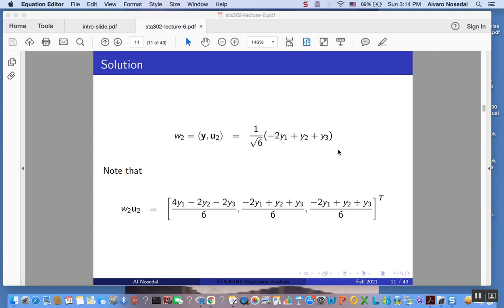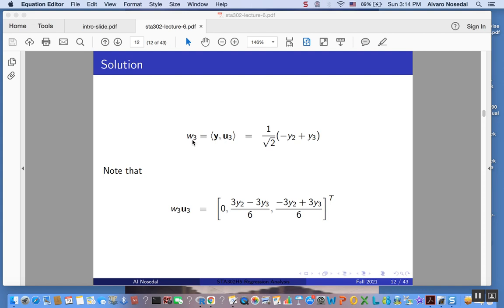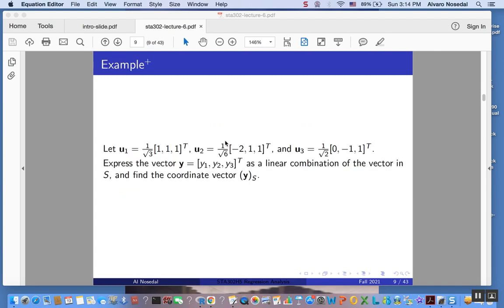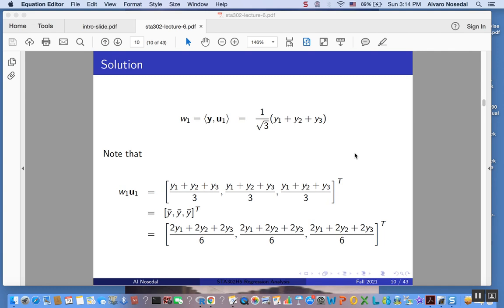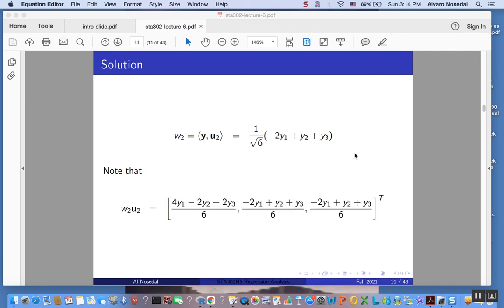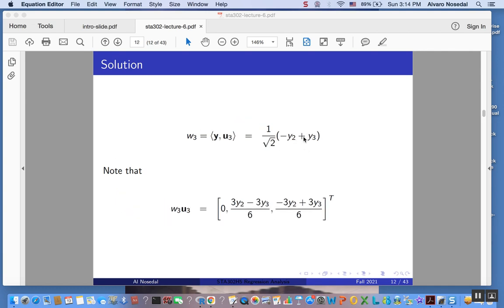Okay, last weight, w3. Just find the inner product between y and u3. u3 happens to be this guy. So if you do the math, you end up with this. And if you find the product between w3 and u3, you end up with this.